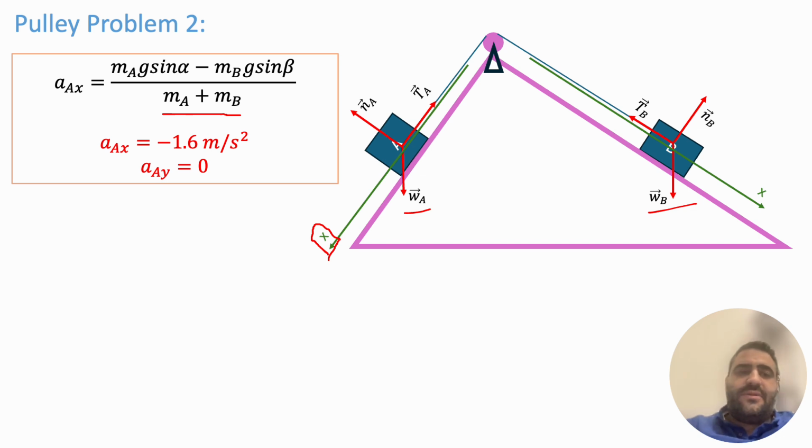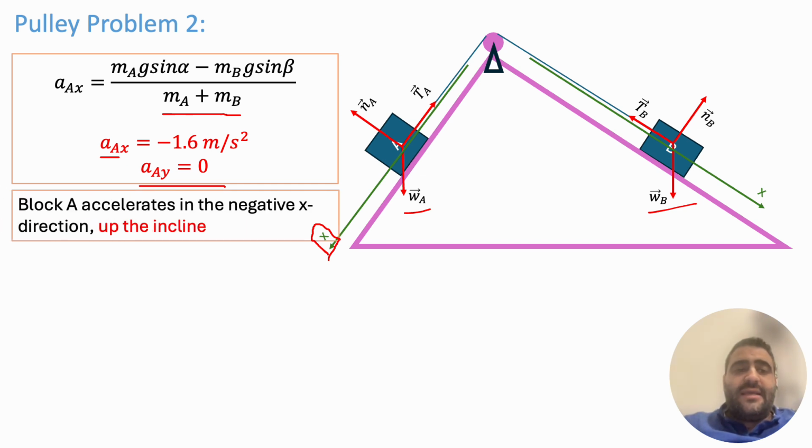If we put in the numbers that were given for MA and MB and alpha and beta, we got AAX as minus 1.6 meters per second squared, and of course we know AAY is 0. So what's going to happen to A is that A is going to accelerate in the negative x direction, so it's actually going to accelerate up the incline. Of course, it depends on what it was doing at the beginning, but if we start from rest, it's going to start going up and speeding up upward.